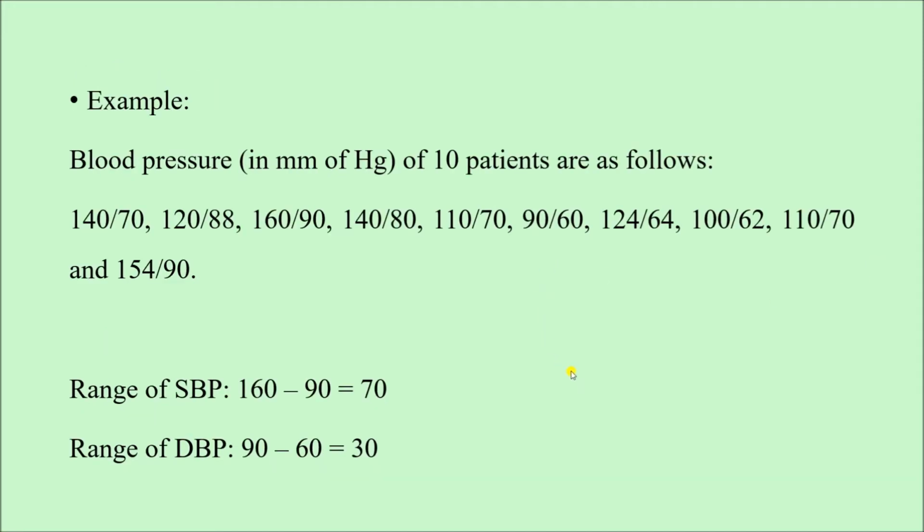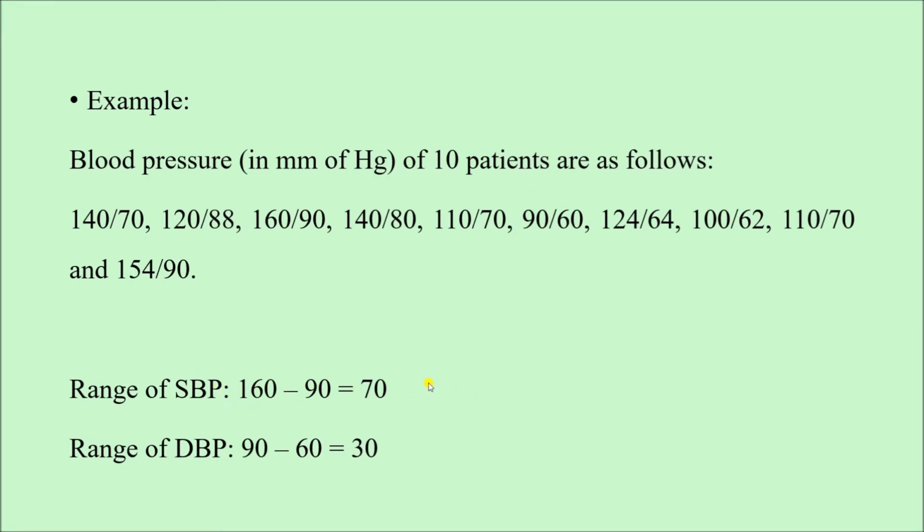Here I have given an example. The blood pressure of 10 patients are given here. The systolic as well as diastolic blood pressures are mentioned here. So to find out the range of systolic blood pressure, we have to identify the highest systolic blood pressure. So 140, 120, 160, 140, 110, 90 like this. So maximum value is 160. Similarly, the lowest value is this one, 90. So 160 minus 90 is 70.